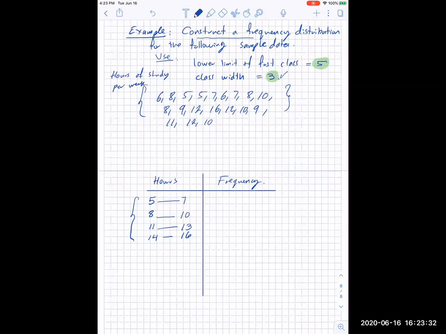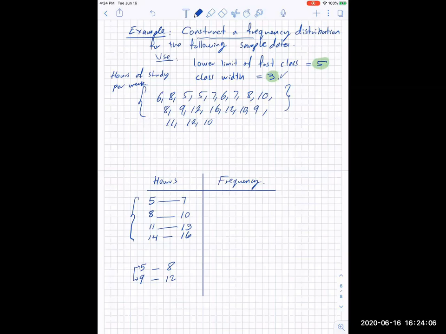No, we cannot. We have a question from Brandon. We cannot do 5 to 8, because if I do 5 to 8, then my next class is going to be 9 to 12. And that's not correct, because 5 and then the next one is 9. The difference is 4. In this case, the class width is 4, but we want the class width to be 3.